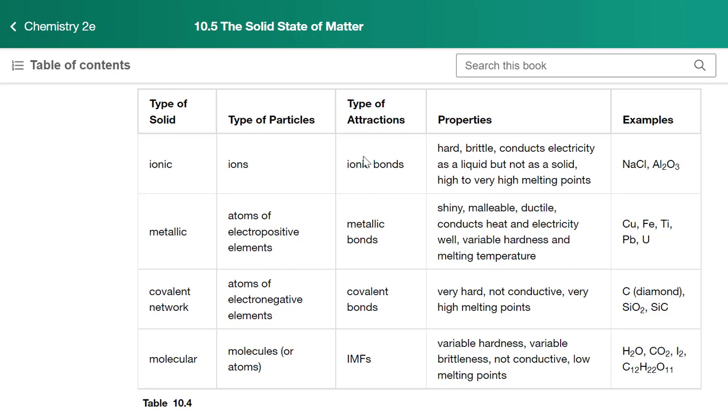The table is also showing the kinds of attractions that are present and the types of particles that are held together. One thing I should also mention, in this book molecular also would include atoms. So if you have, for example, the noble gases somehow as solids, you would have a very low temperature for that to happen. But it's possible, and we would categorize that as a molecular solid because it's the same type of attraction that molecules would have. So just be aware of these different types of bonding, what types of particles have the types of bonding and the properties associated with those types of bonding.